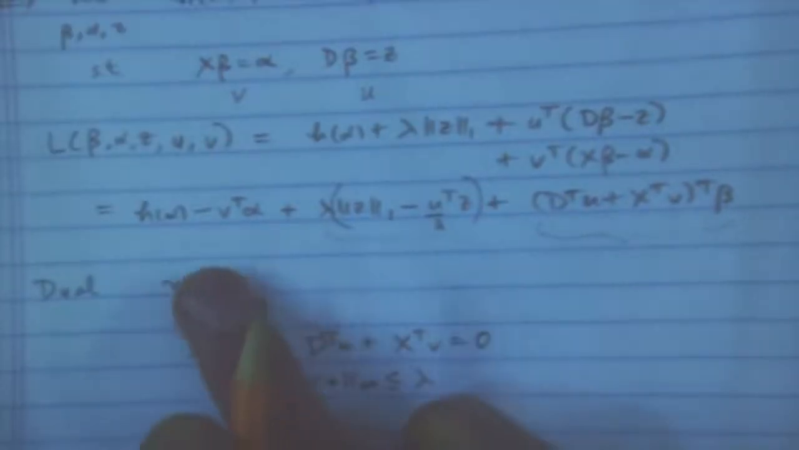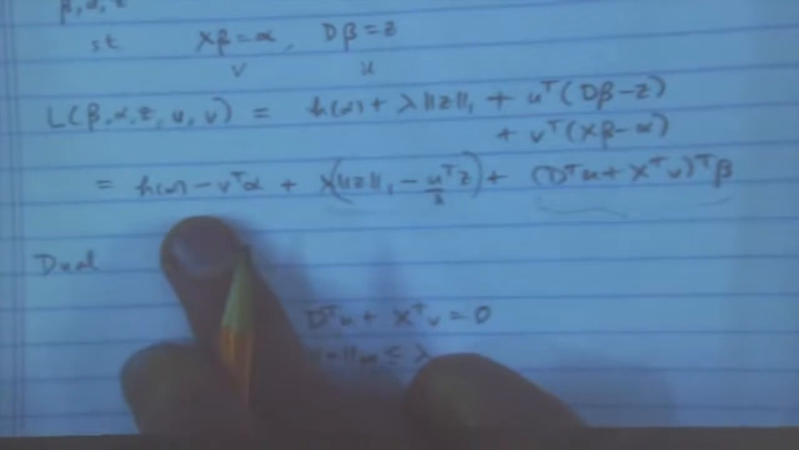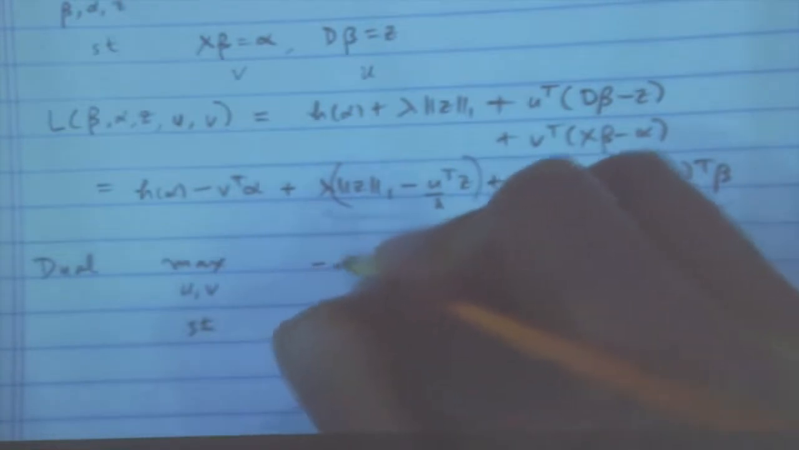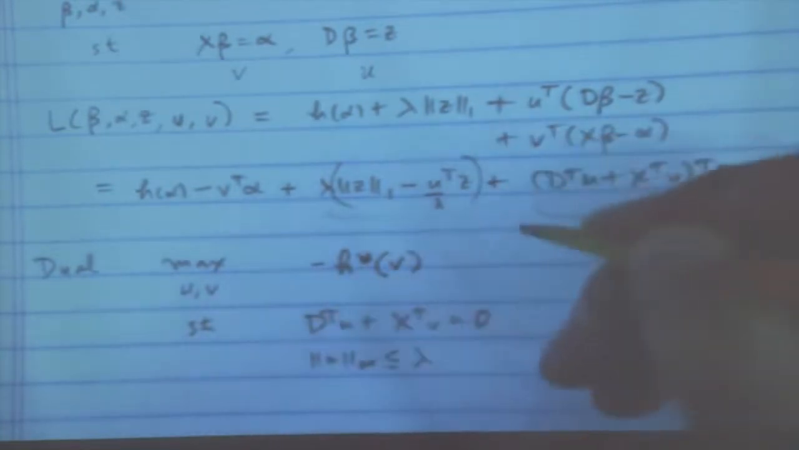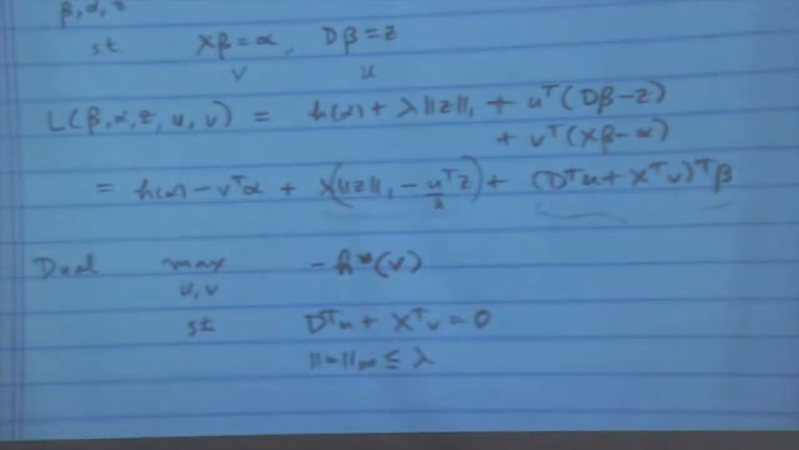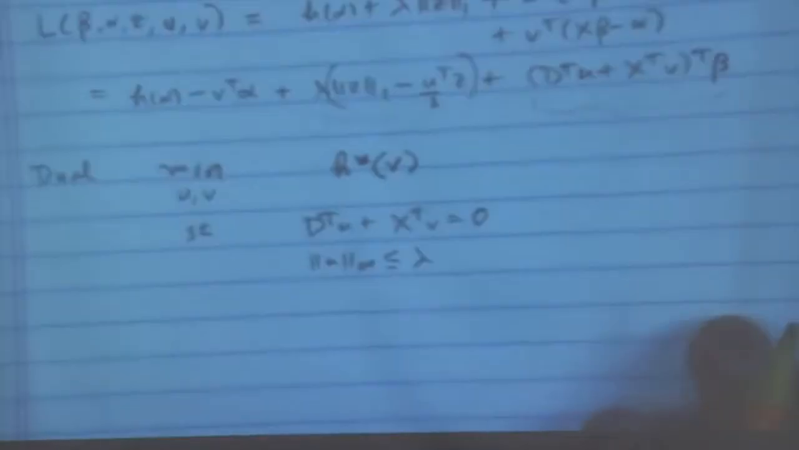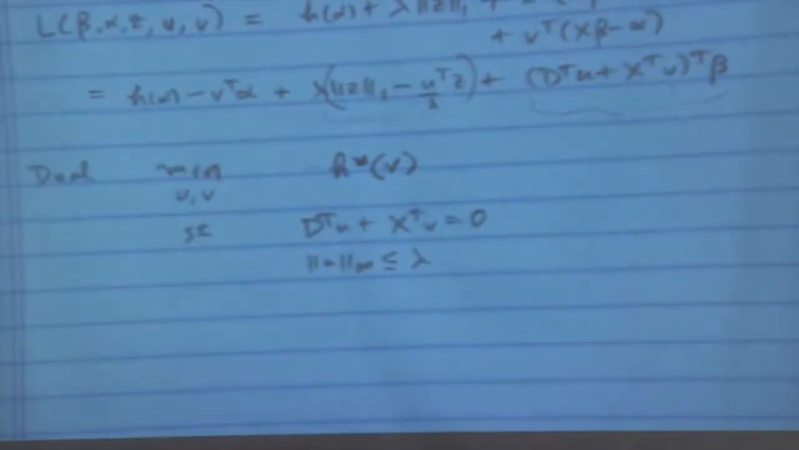Okay, and how about this part? Minimizing this over alpha is going to give me the negative conjugate of h at v, just by definition of the conjugate function. So that's my dual problem. And instead of maximizing the negative conjugate, we can write it as minimizing the conjugate equivalently. So that's how we got that dual.